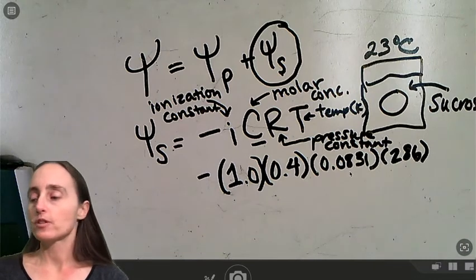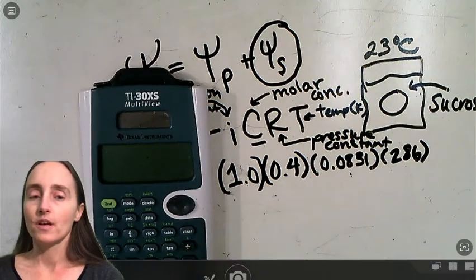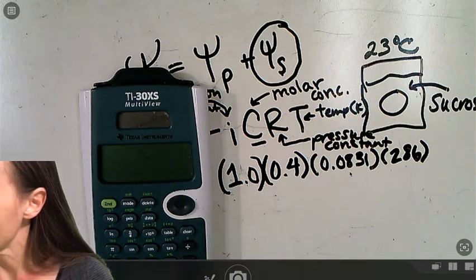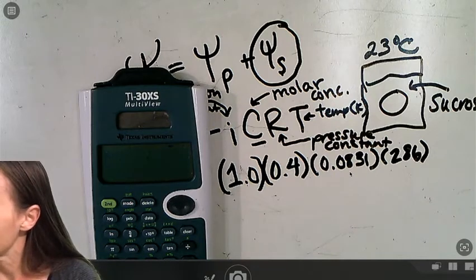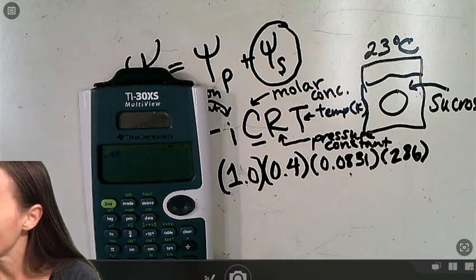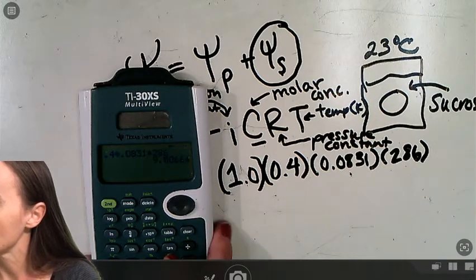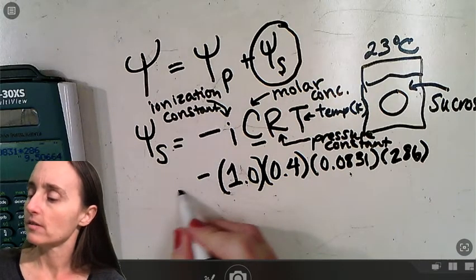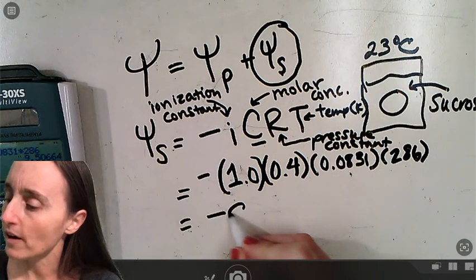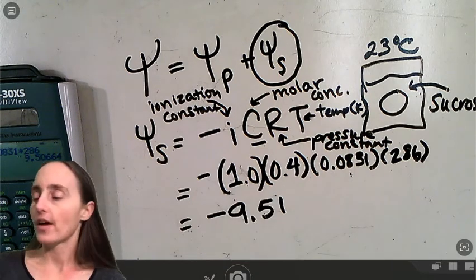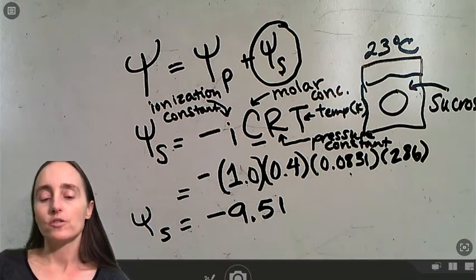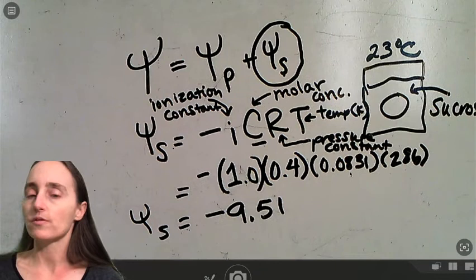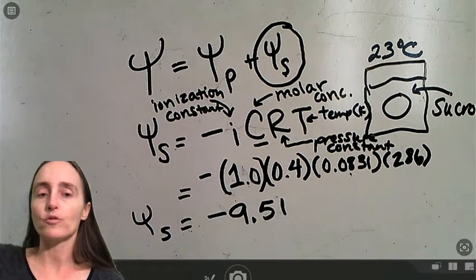Okay, all right. So now I'm just ready to do my little math. That's all I have to do now. So I have to turn on my little calculator. I don't know if you can see my calculator or not. It's pretty bad. So, 0.4 times 0.0831 times 286 equals, and I have my negative sign. So negative 9.51. And that is the solute potential. So I've got the solute potential. It's just doing that little formula. So that's the potential the solute gives to the water potential, the potential of water to move.